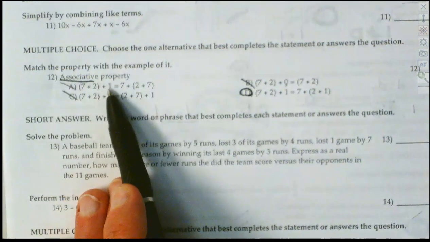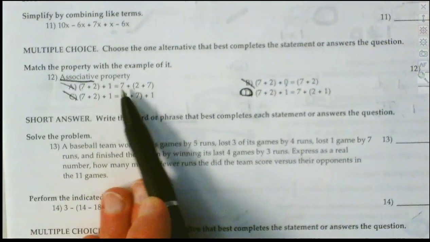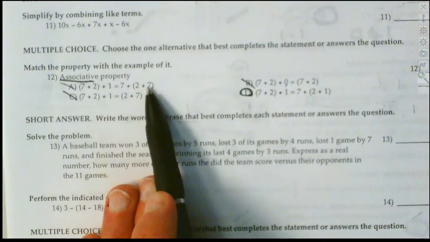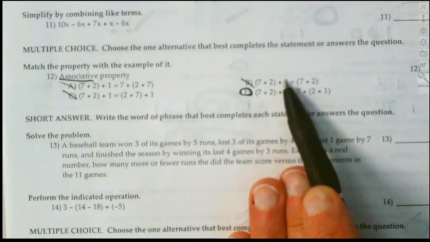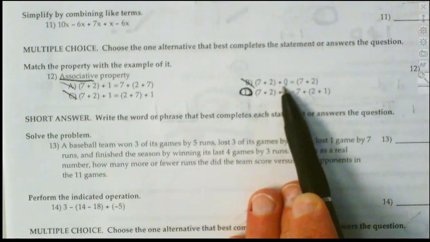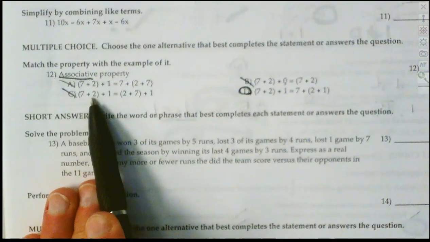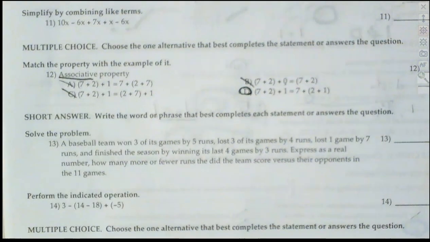A doesn't work because of the numbers. You've got to be very careful and look at them, right? This one's a 1, that one's a 7. So that was just a trick question there. B is the identity, because adding 0 doesn't change it. C doesn't work because I changed the order. This would be commutative, but D does work.